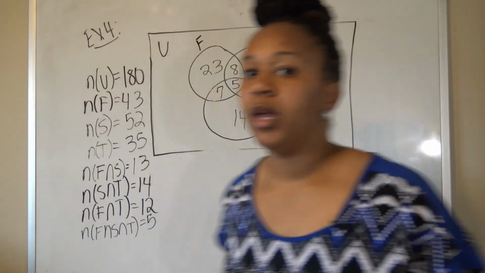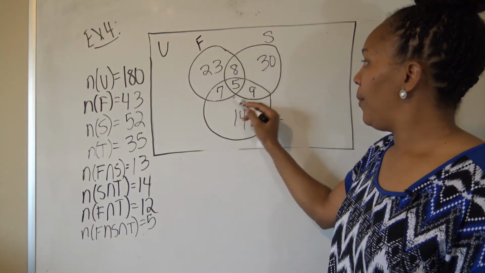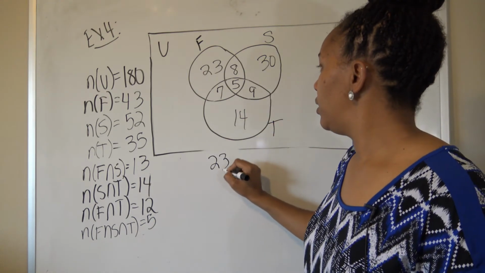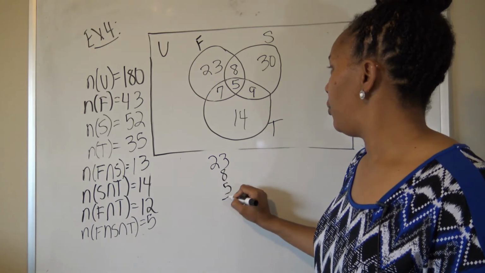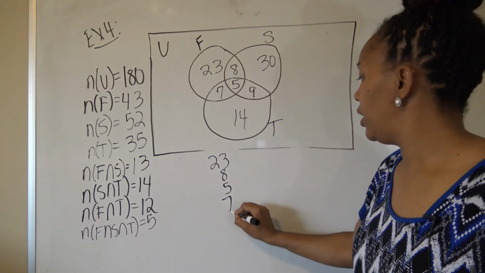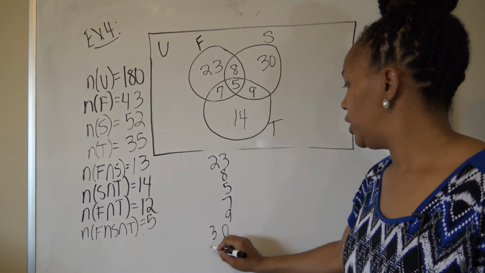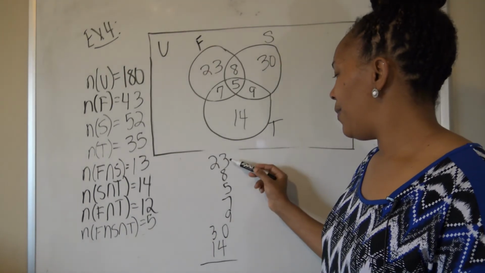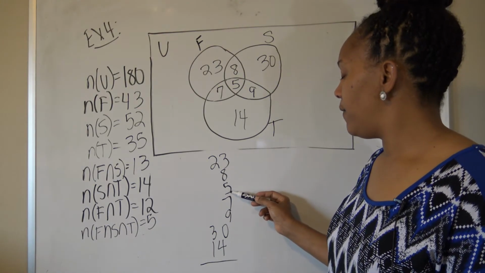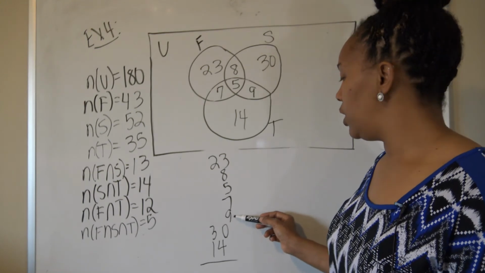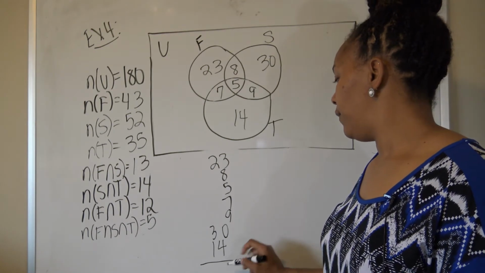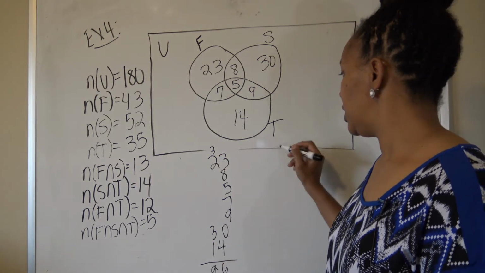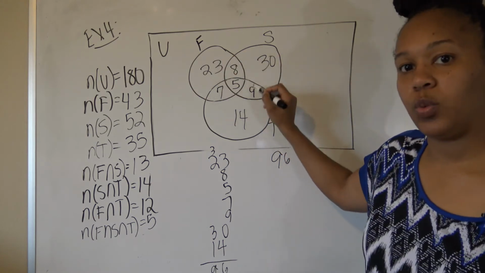So in order to determine what's in that outer region, I need to figure out how many elements are in these circles. So I have 23 plus 8 plus 5 plus 7, that's all of those, plus 9 and 30 plus 14. So I want to add all of those up. And when I add them up, I get 3 and 8 is 11, 11 and 5 is 16, 16 and 7 is 23, 23 and 9 is 32, and 30 is 62, and 14 is 76... so I get 96. So there are 96 elements in these 3 circles.